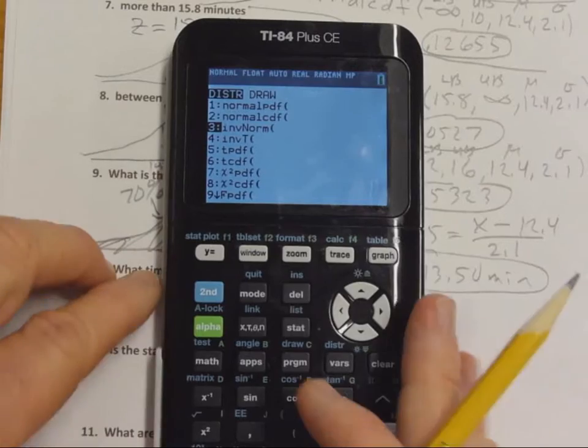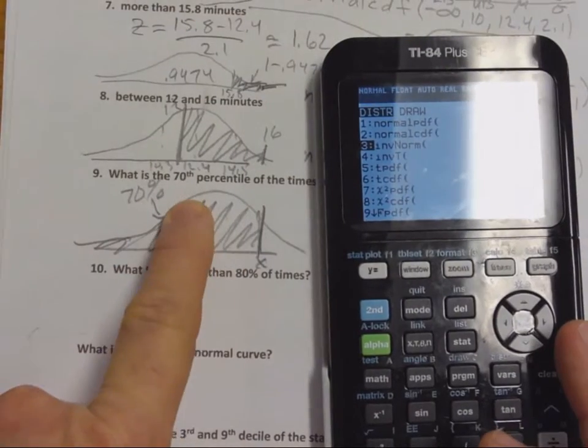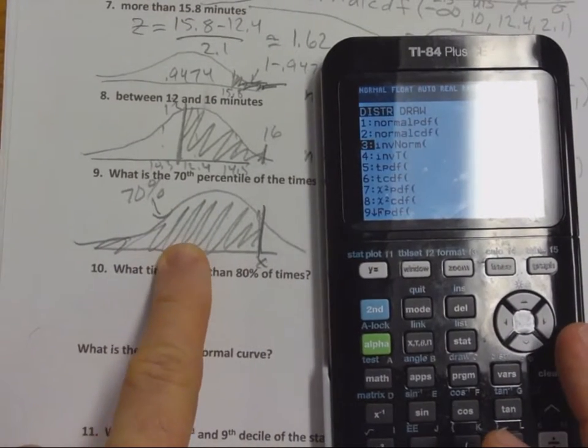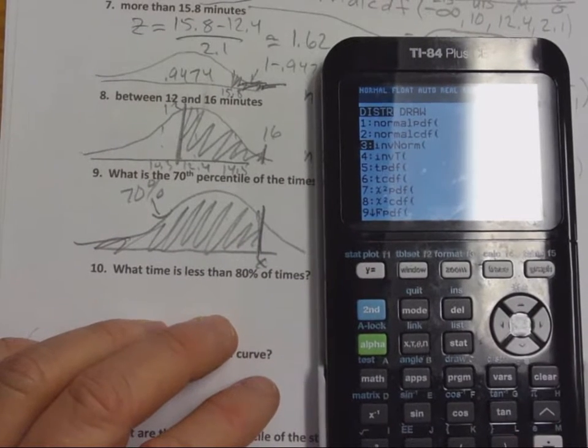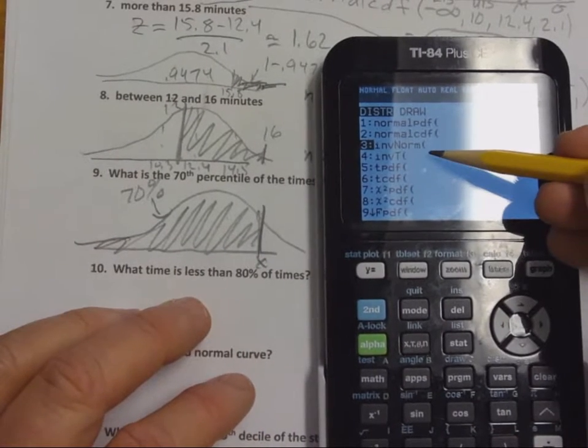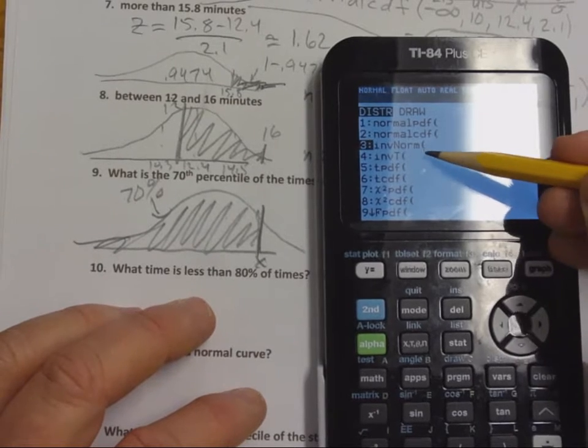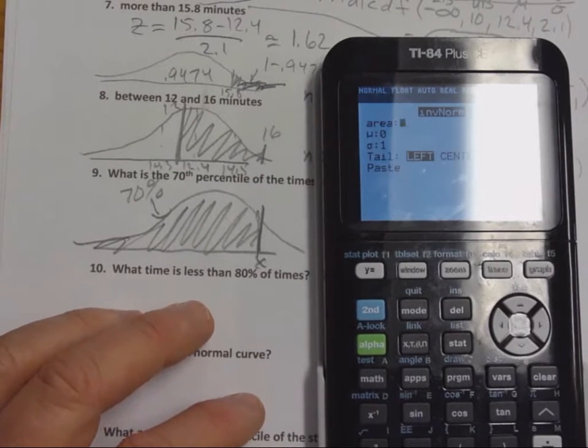So what inverse norm is going to do is you're going to be given the area of a curve or a percentile, and it's going to find the x value. In the older calculators, it's just going to pop up and look just like that, but I'll talk about that in a second.